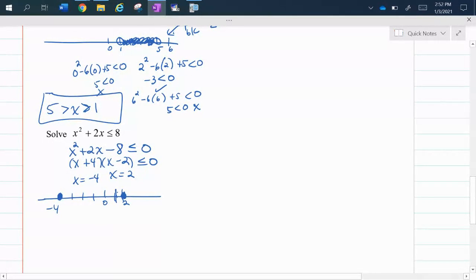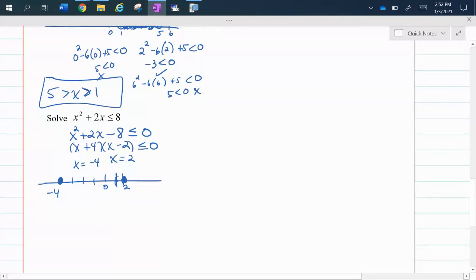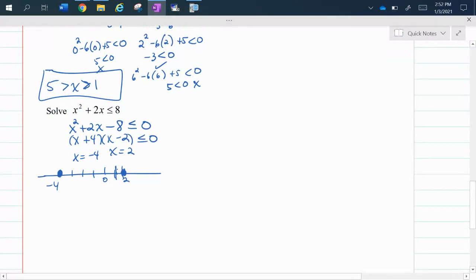Okay, so now I have to pick test numbers to see where the solutions are. So I have to pick a number that's less than negative 4 and plug it into the original inequality. Like, for example, negative 5. So if I plug in negative 5 into the original inequality, I get 25 minus 10, which is 15, and 15 is less than or equal to 8. That is not true. That's false.